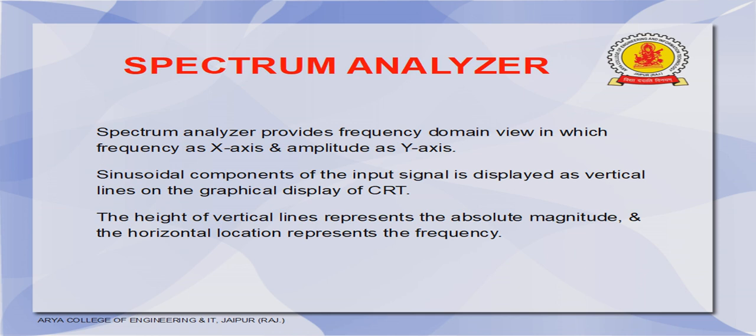Also, sinusoidal components of the input signal are displayed as vertical lines on the graphical display of the CRT, and the height of the vertical lines represents the magnitude while the horizontal location represents the frequency of the signal.